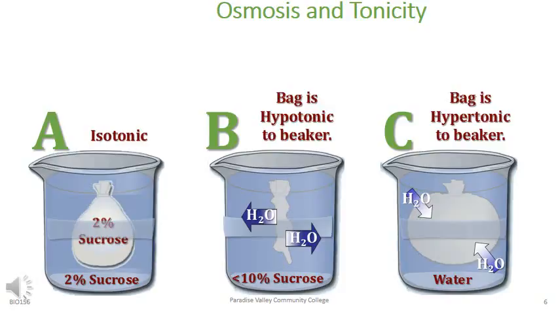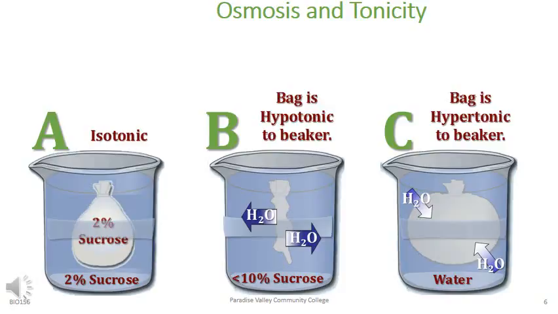And so now let's look at the opposite scenario in beaker C. Again, we still have the 2% sugar in the bag, also filled with water. The beaker is just water. There are no solutes in it at all. So in this case, we have more solutes in the bag than we do in the beaker. That alone creates a hypertonic scenario, a hypertonic bag to the beaker.